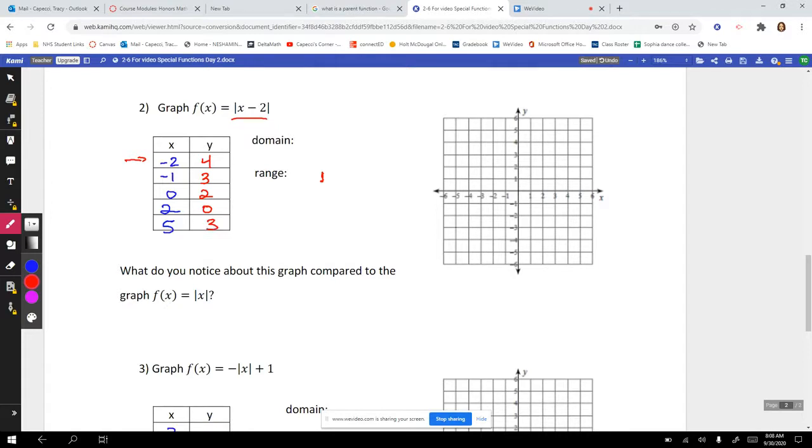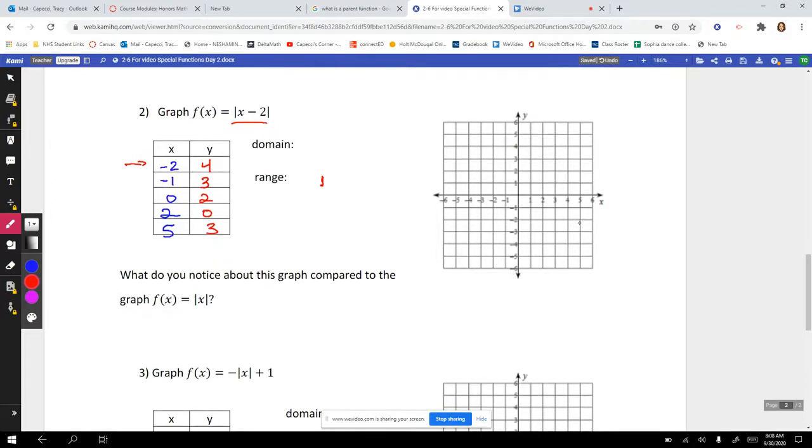All right, so we'll plot that, see what happens. -2, 4 is here. -1, 3. 0, 2. And then we have 2, 0. And we have 5, 3. So although our numbers aren't in order in this one, I just want to show you that the shape is going to be the same. So I'm going to get a line here. And again, a line here. So I'm always going to have a V when I'm dealing with absolute value.